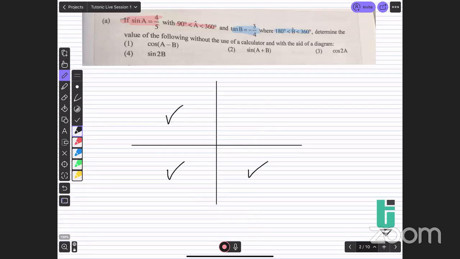But they say that sine is positive. So where is sine positive? Which quadrants? Second and first. So which quadrant are we dealing with? The second. So you guys will see how just from reading the question, we already know which quadrant we're in. You see that? Just from reading the question, we already know that we're dealing with the second quadrant.